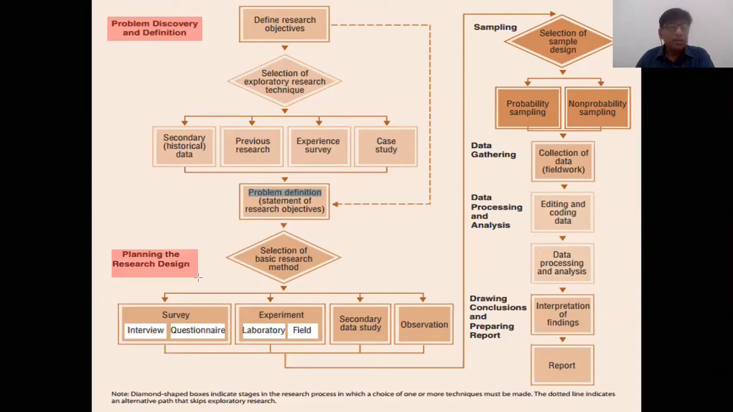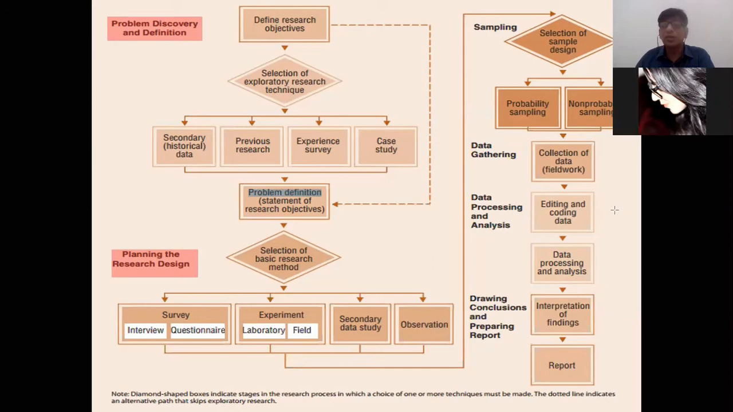Another thing is planning and the research design. It is another part where we are required to plan the research design. Once the problem has been identified, the next thing is that we have to define the problem. And then we have to gather the data, process the data, analyze it, and finally draw the conclusion and write a report. So these are some of the important parts of every research.